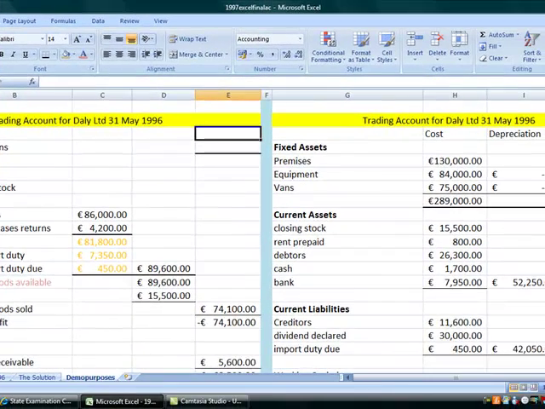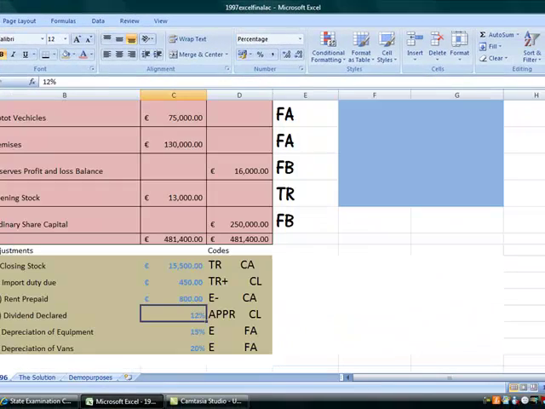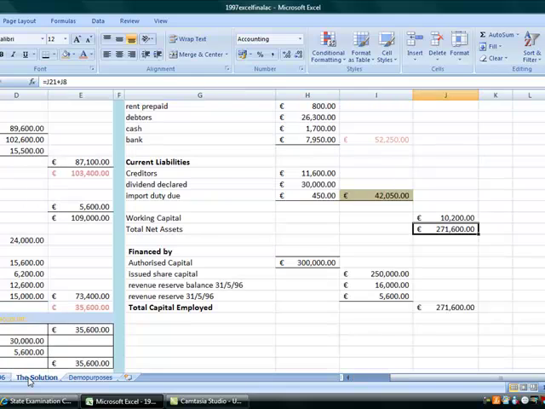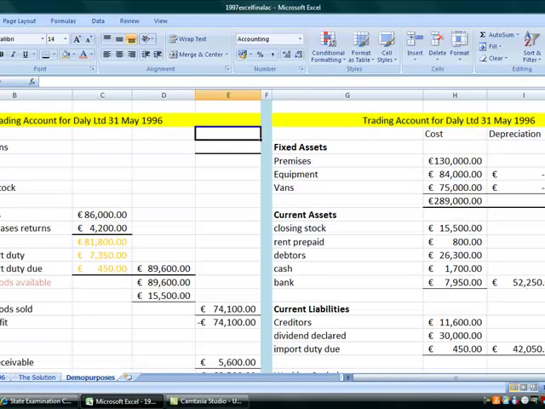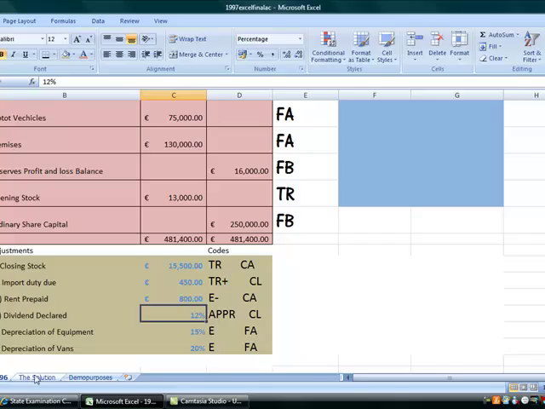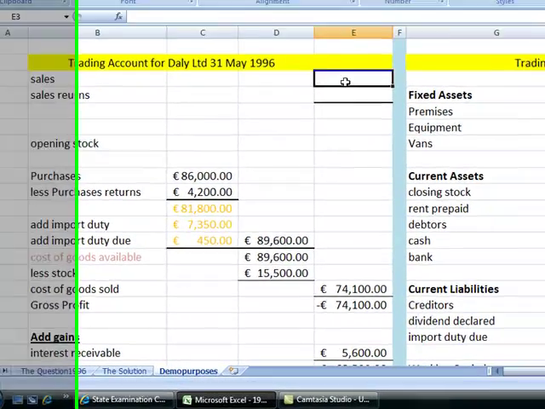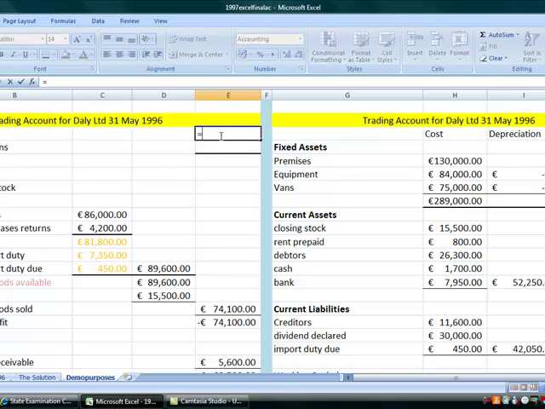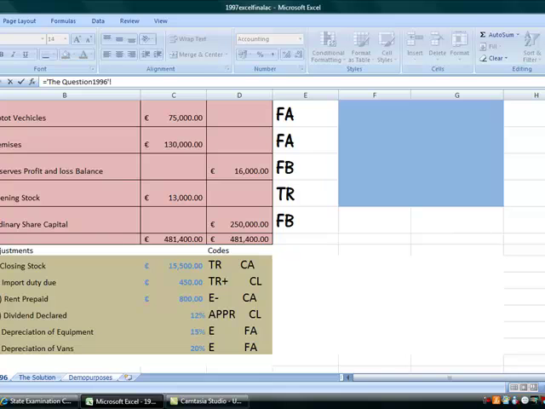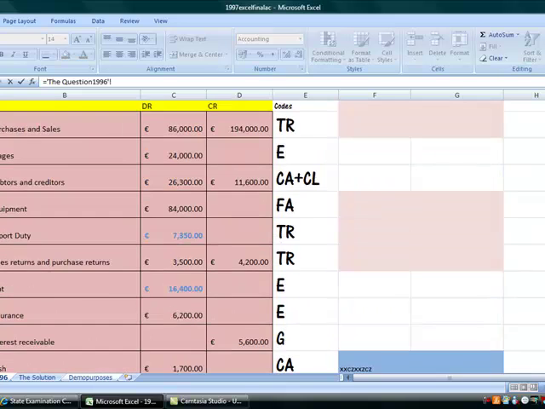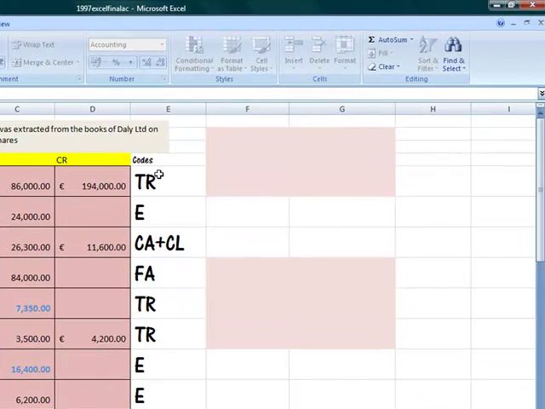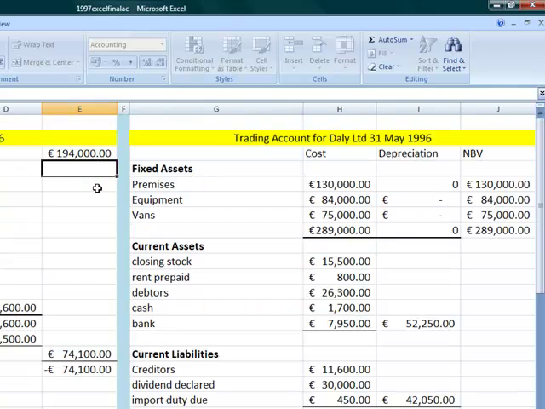As you can see at the bottom, these are called tabs. That's the question tab. That's the solution tab. That's the demo tab. So I go to the question tab and the demo tab. My first figure is sales. So I press equals on the keyboard. I return to the question tab and I go up here and I find my sales figure, 194,000, and I press return and it returns that.